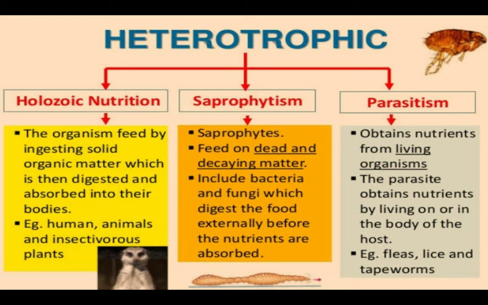Next is parasitism. A parasite obtains nutrients from living organisms. The parasite obtains nutrients by living on or in the body of the host. Examples: fleas, leeches, and tapeworms.